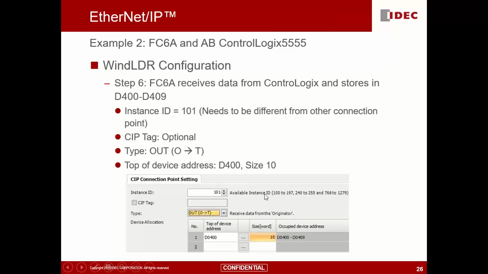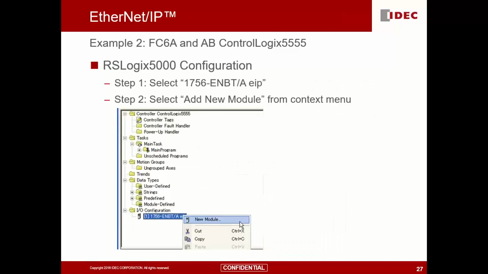Okay. So this is how you define it. Now these are the steps. So on the WinLadder side, you're done. Now to configure on the Allen-Bradley side, you go to the RSLogix 5000. You select 1756. Select Add Module from the context menu.